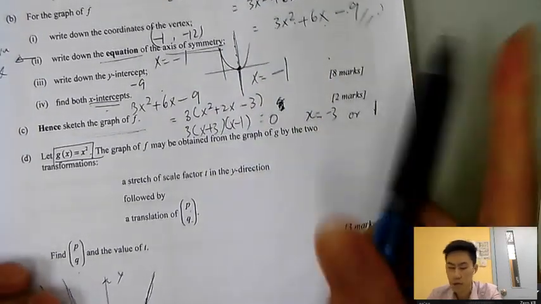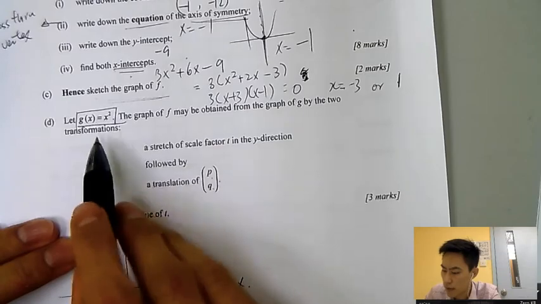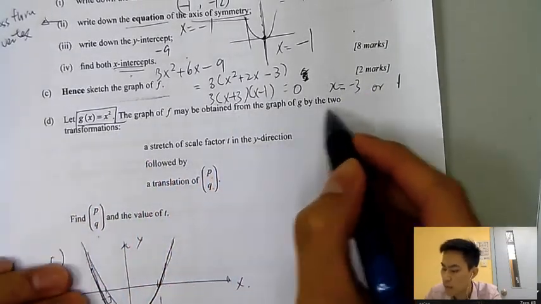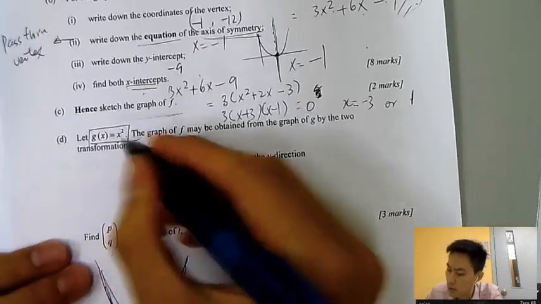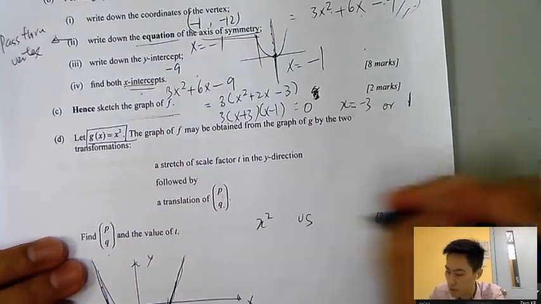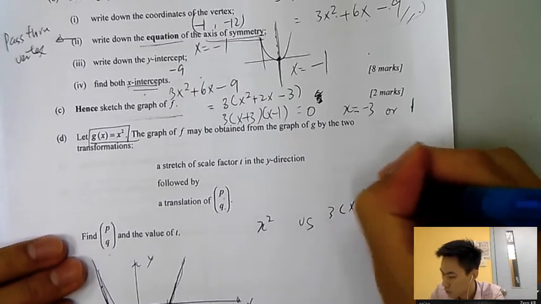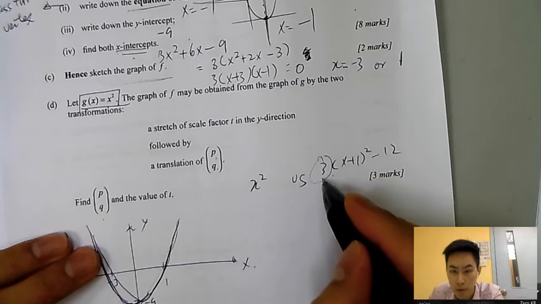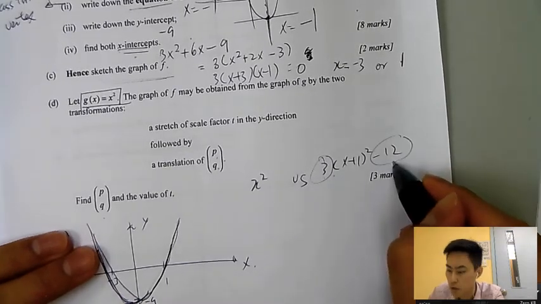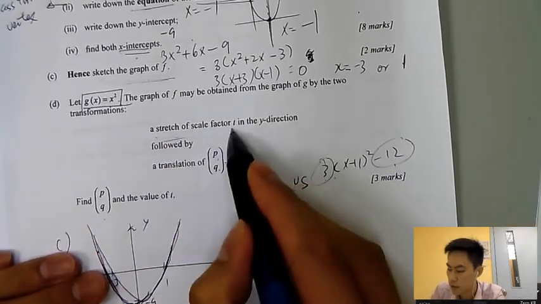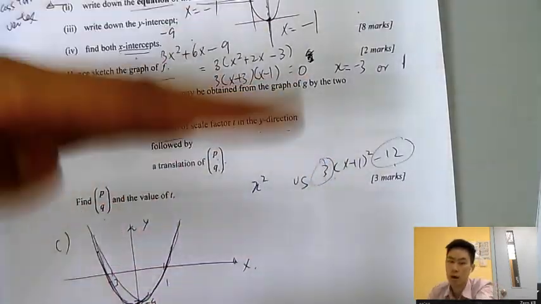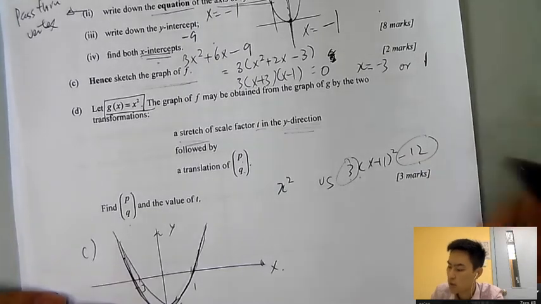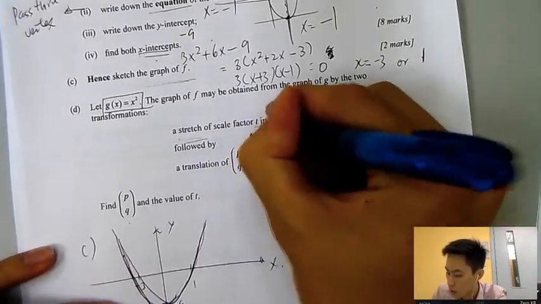Okay, so question D. g(x) equals x squared. The graph of f may be obtained from the graph of g by the 2 transformations. So basically first, we look at x squared compared with 3(x plus 1) squared minus 12. So outside the bracket, what happens? Multiply by 3 and then minus 12. So the stretch with scale factor in the y direction, meaning the y-axis. Scale factor means multiply, so multiply by a factor of 3. So t is equal to 3.